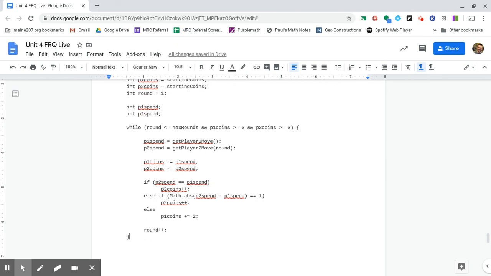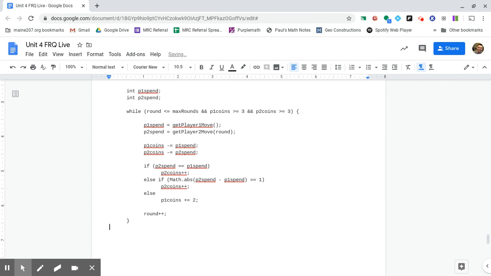The last thing we have to do is determine a winner, right? So that will be another if statement. If after everything's said and done, if P1 coins is the exact same as P2 coins, well then what ended up happening? They tied. Okay? If P1 coins is greater than P2 coins, well then player 1 wins.